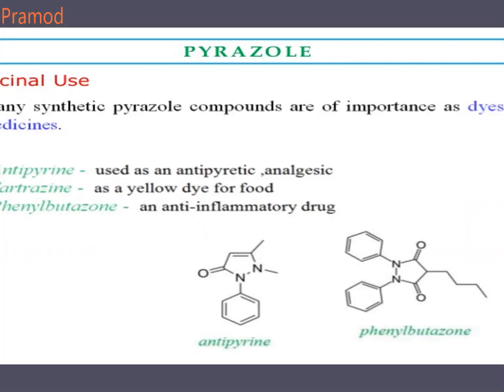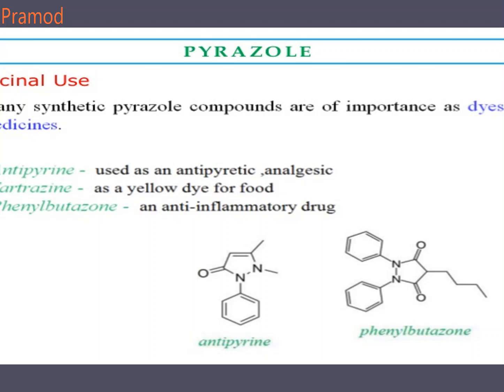Medicinal use: antipyrine is used as an analgesic. Phenylbutazone is used as an anti-inflammatory agent. So please remember one or two of the compounds which are used, any two compounds which are simple to remember.